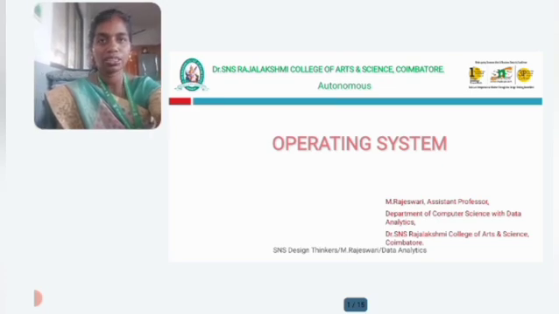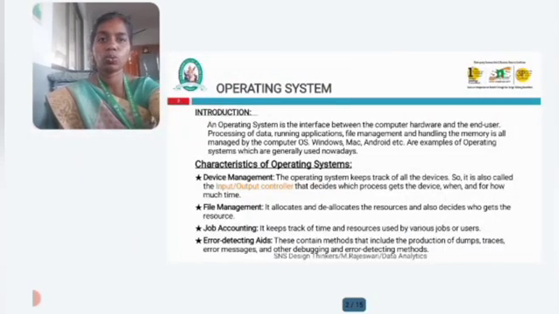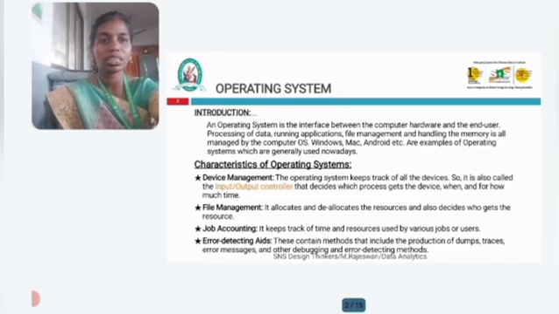In today's session, I am going to explain the basic concepts in operating systems. What is an operating system? It is an interface between the computer hardware and the user, that is the end user, whoever it may be. The operating system is the interface between the computer hardware and the end user.